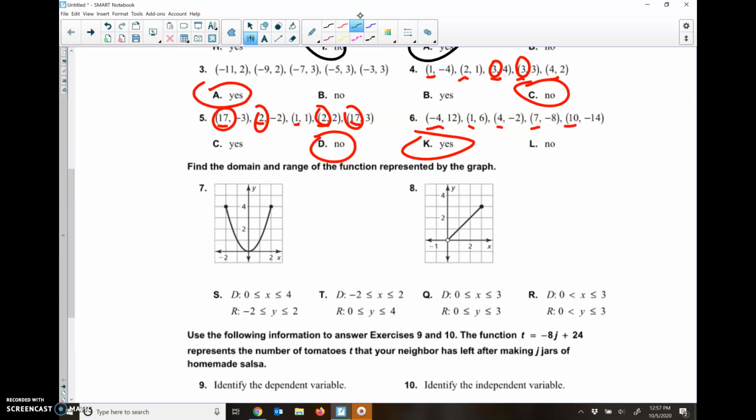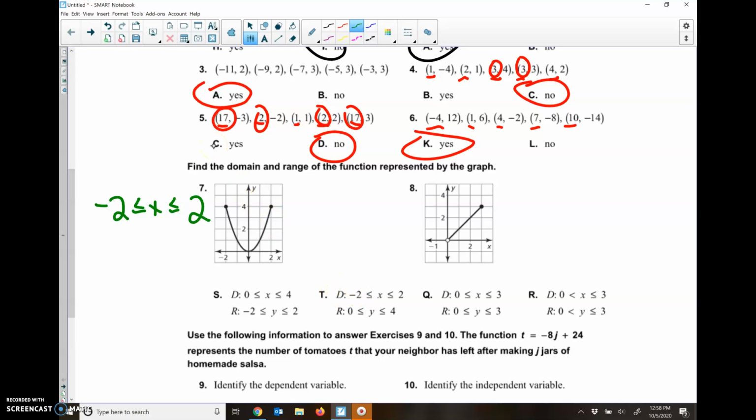Numbers 7 and 8, it wants us to identify the domain and range. So remember, domain is the furthest left point to the furthest right point. It looks like the furthest left point is -2, and the furthest right point is +2. So it needs to be somewhere from -2 to +2. Remember, domain is represented with an x, so it looks like it's going to be that one.